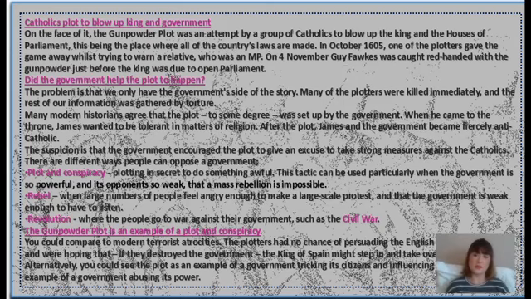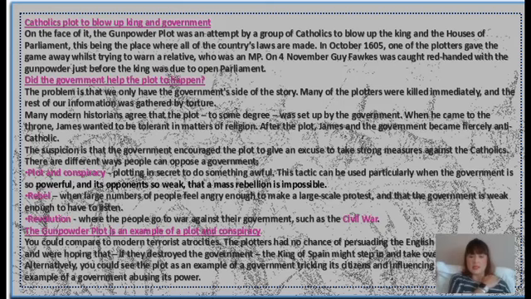So the Catholics' plot to blow up the King and government. On the face of it, the gunpowder plot was an attempt by a group of Catholics to blow up the King and Houses of Parliament, this being the place where all of the country's laws are made. In October 1605, one of the plotters gave the game away whilst trying to warn a relative who was a Member of Parliament. On the 4th of November, Guy Fawkes was caught red-handed with the gunpowder just before the King was due to open Parliament.